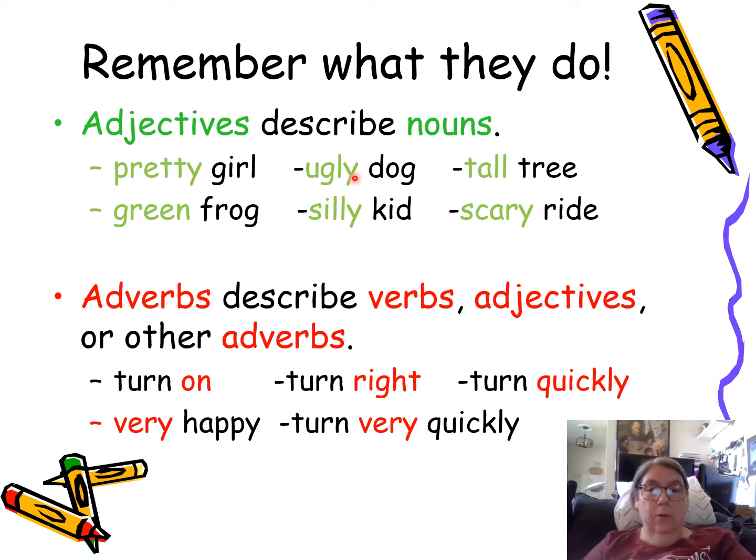Adjectives describe nouns: the pretty girl, the ugly dog, the tall tree, green frog, the silly kid, the scary ride. Adverbs describe verbs, adjectives, and other adverbs. Turn on, turn right, turn quickly, very happy, very quickly. Happy is an adjective. Very tells you how happy the person is. Very tells you how quickly. In each of these cases, you have an adverb doing the description.